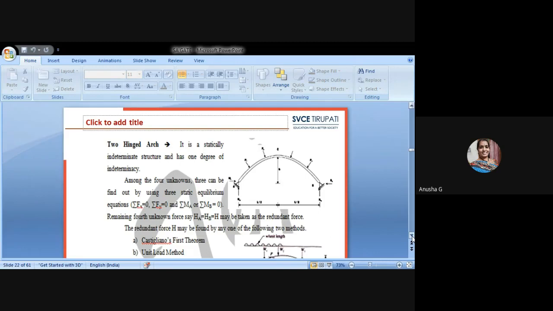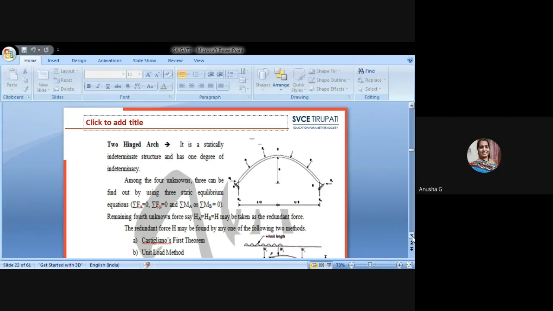Here we are only discussing brief tips on structural analysis of arches. We are not solving the problems here, but taking notes and remembering the formulas. If you observe two-hinged arches, there will be only two hinges, not a third hinge, because there will be no hinge at the top.